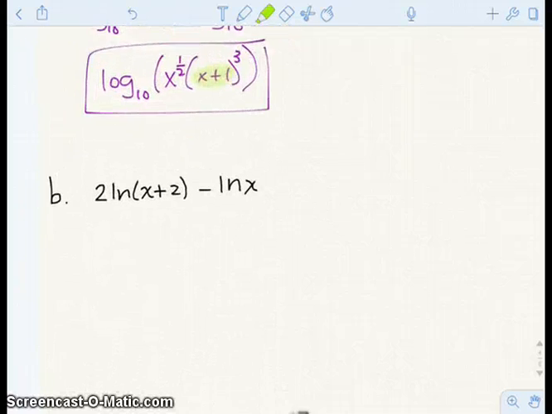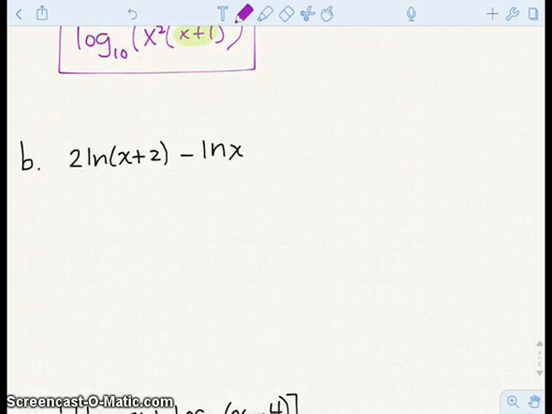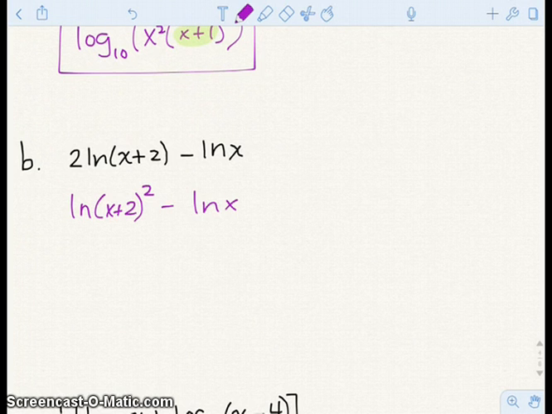For the next one, I am going to do what with the 2 out front of that first ln? Okay, I'm going to make it an exponent, so I do ln of x plus 2 squared minus ln of x. And since it's subtraction, I should recognize, I'm going to learn how to recognize anyways, that that's the quotient property. So this is ln of, my numerator is the first number, x plus 2 squared, and then my denominator is the second. And that's my final answer.